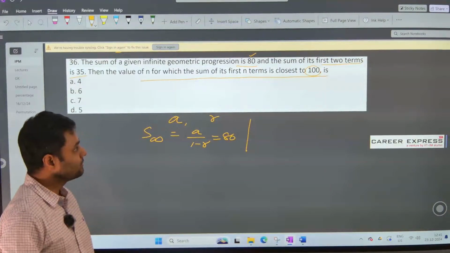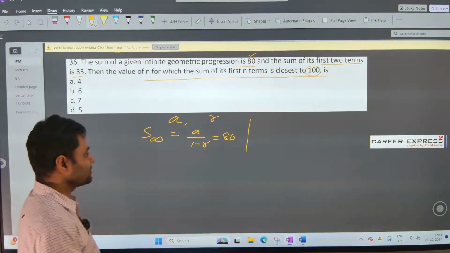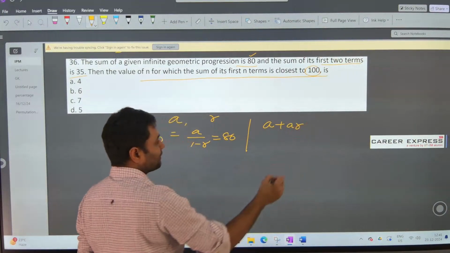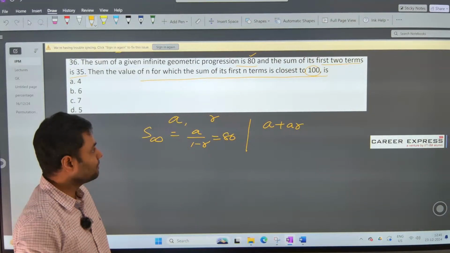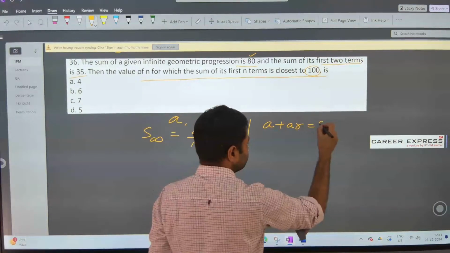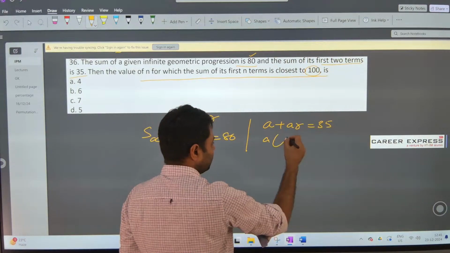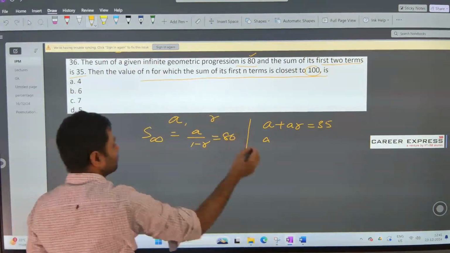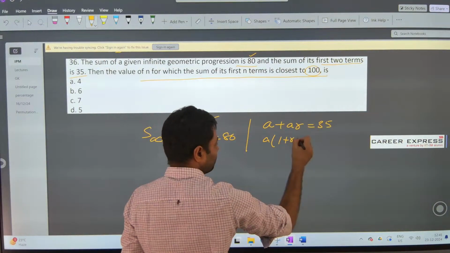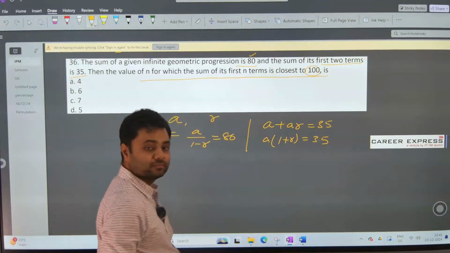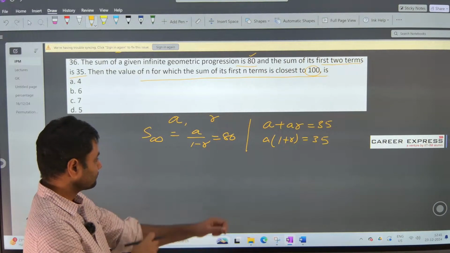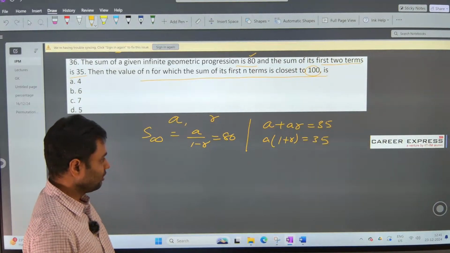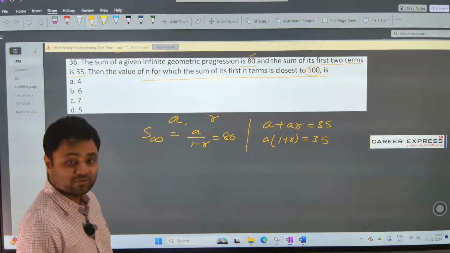The second information is that the sum of the first two terms is 35. So the first term is A, the second term will be AR because the common ratio is R. So A plus AR is 35, so A into (1 plus R) is 35. So this much is given. From this information we can probably draw the value of R.